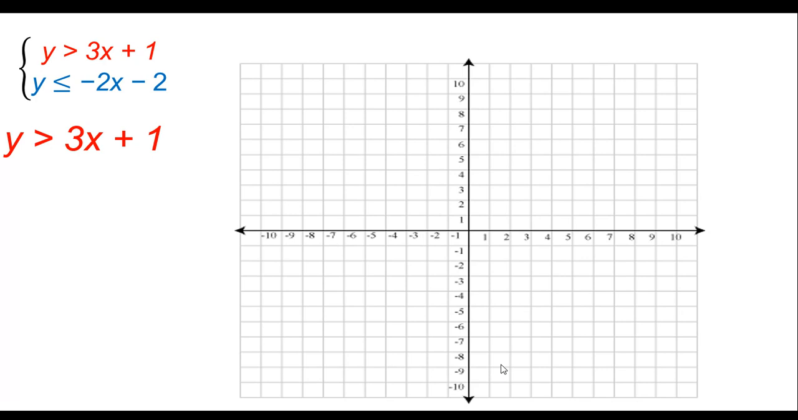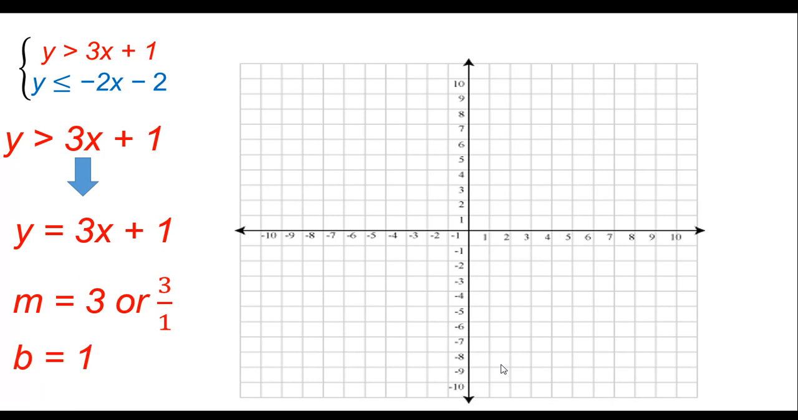If you're going to graph this, you're going to write this first into a linear equation. This will become y is equal to 3x plus 1. Since the given equation is in slope-intercept form, to graph it, you can use its slope and y-intercept. So, the slope is 3, or shall we say 3 over 1 for the rise and run, and b is equal to positive 1. So if we're going to graph that, our initial point is located here.